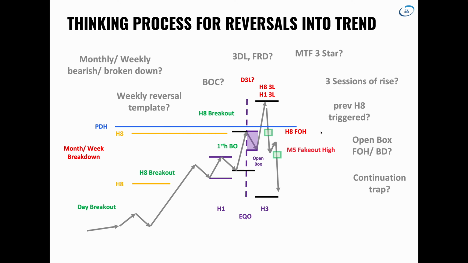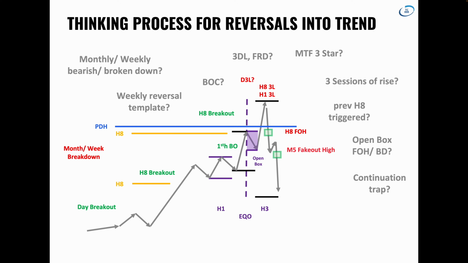Here it was triggered. Then open box, fake out high, breakdown. Here, fake out high. This would be the breakdown. Then everything is confirmed. And then we just look at a continuation trap. That means we want to see a 3 wicks pattern or a 5-minute fake out high that traps longs, in this case on the very low time frame, to make our entry safe and give us a nice trade.